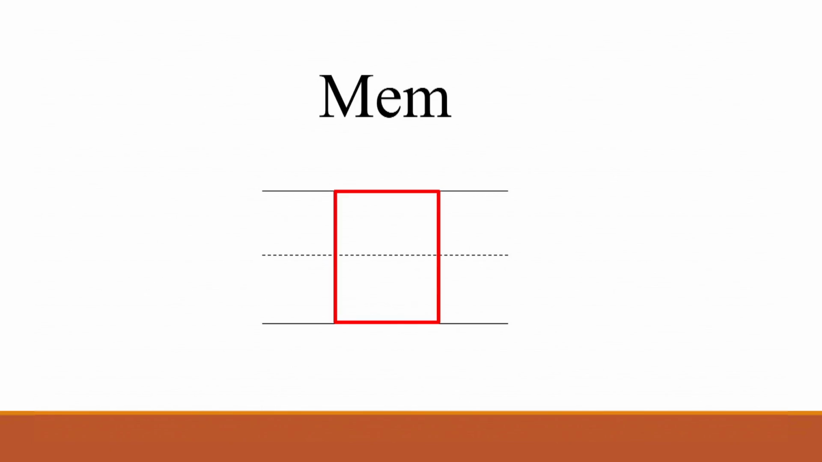Next, we have the mem. Now, this isn't the final mem. This is how you'll see it most of the time. It's a two-stroke letter. The first stroke is that vertical stroke on the left side of the box. The second one is a curved stroke. And notice how that baseline does not close up at the bottom. That's important so that you don't confuse it with other letters.